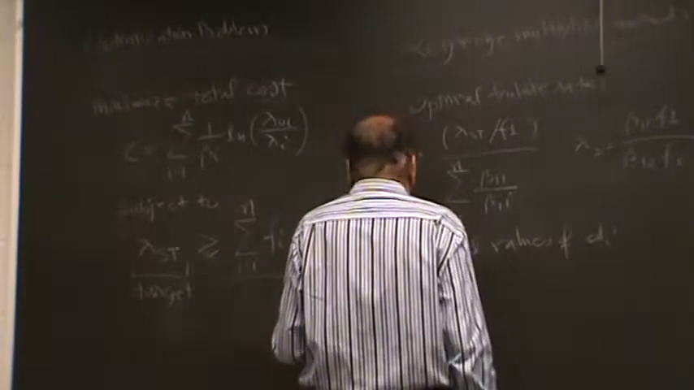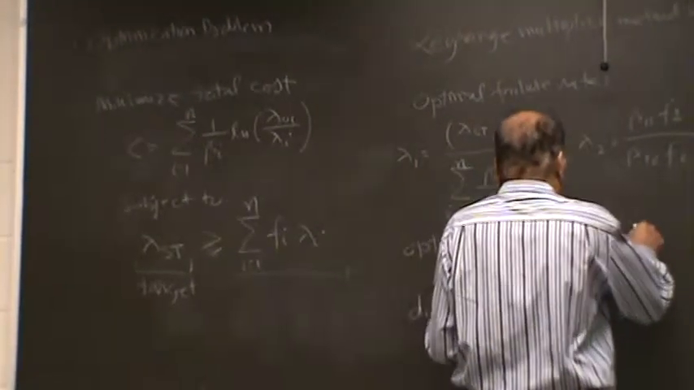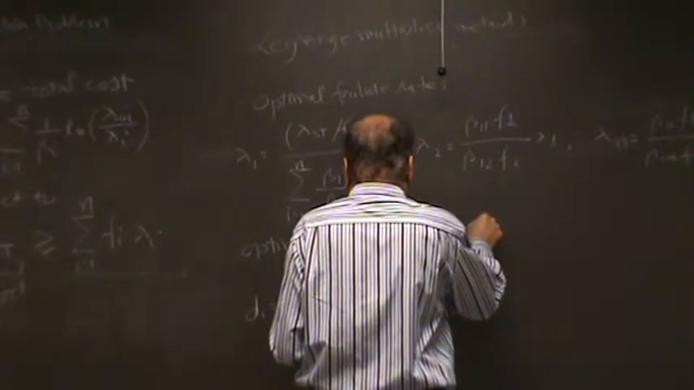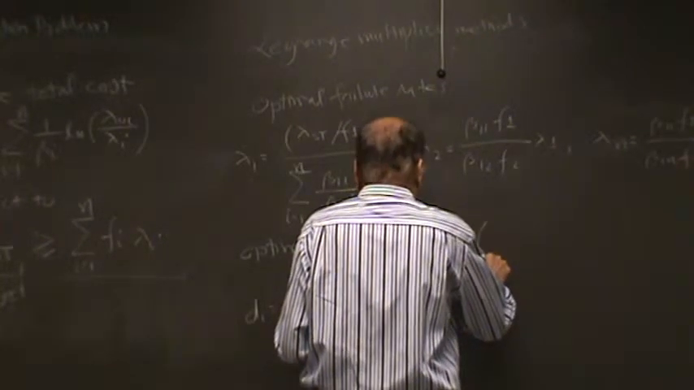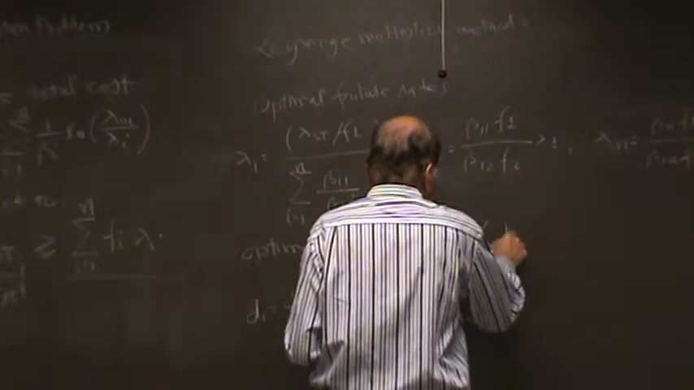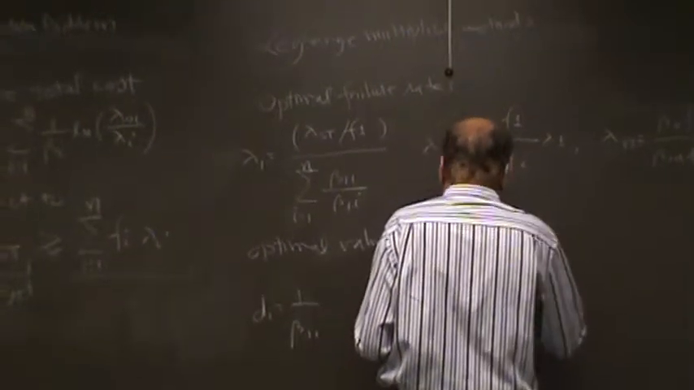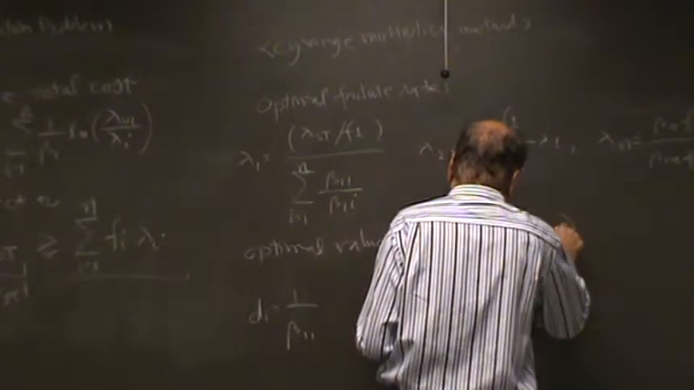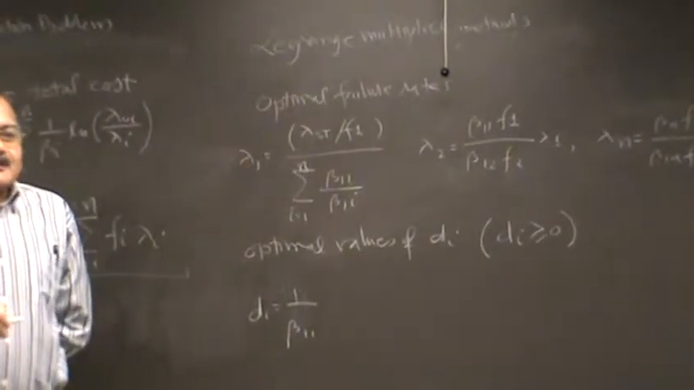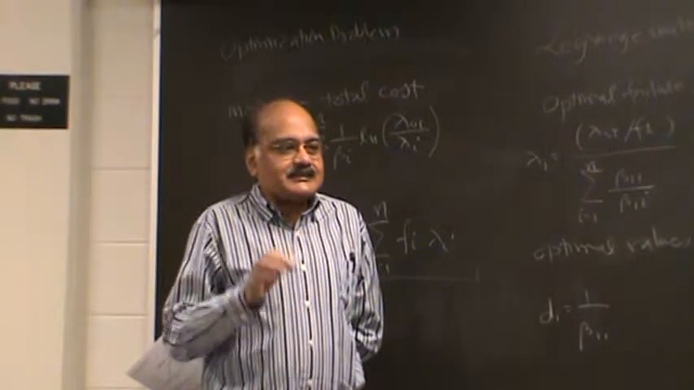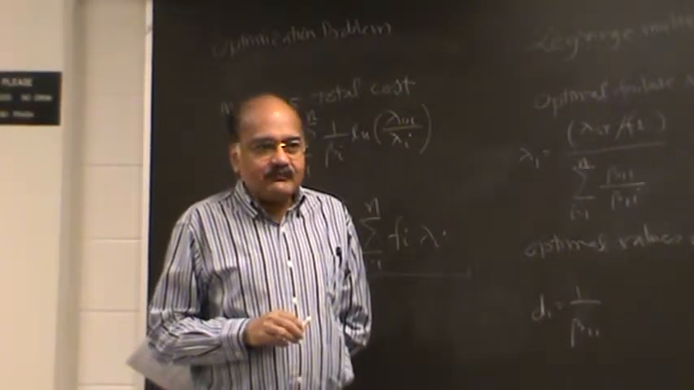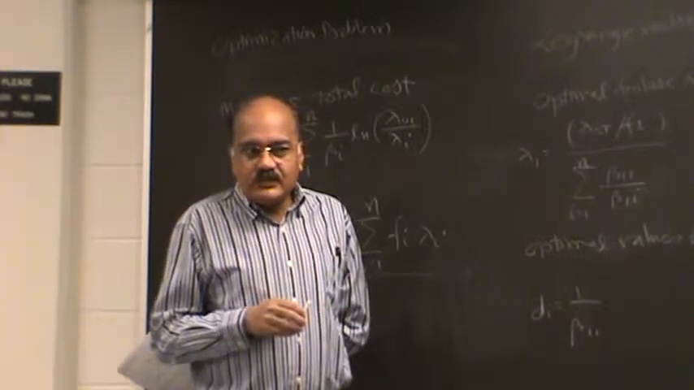Okay, notice that assuming, now this assumes that d sub i is greater than or equal to 0. In some cases, it may turn out that the optimal testing time for some modules will turn out to be negative. And that of course doesn't make sense, right? So you need to revise your numbers.